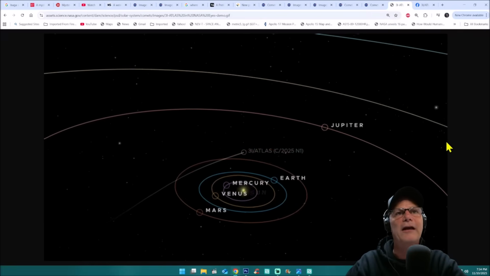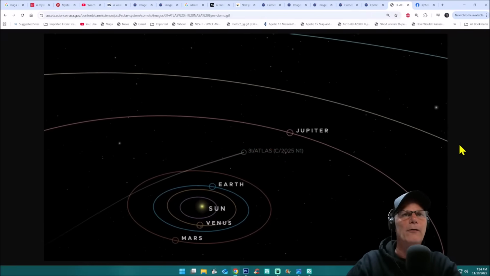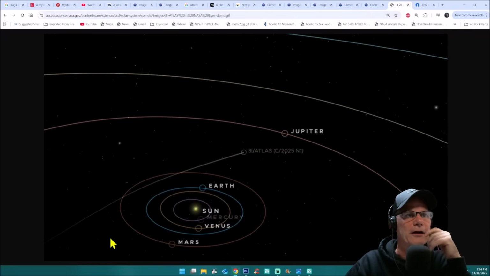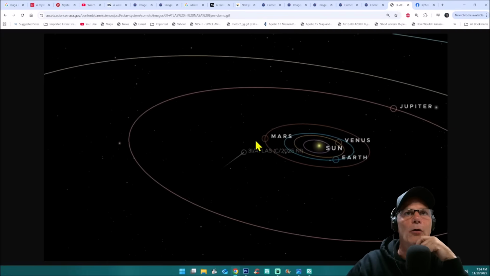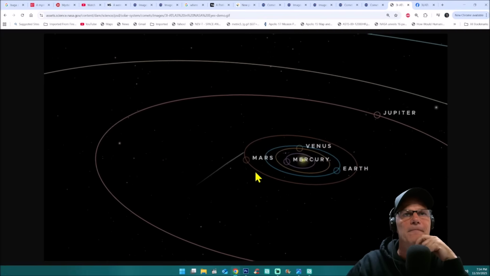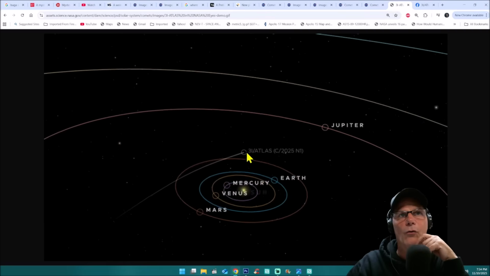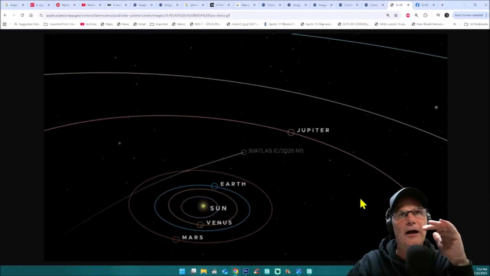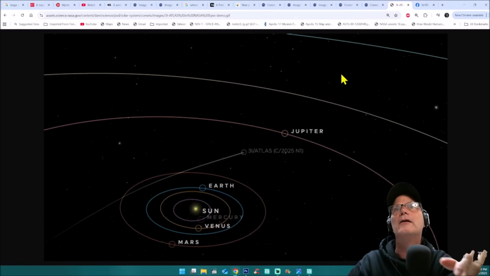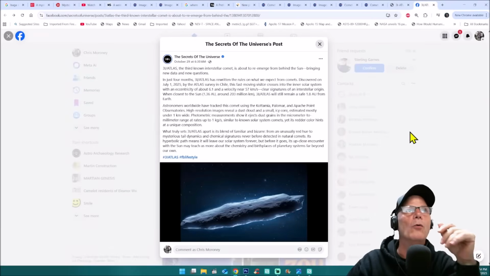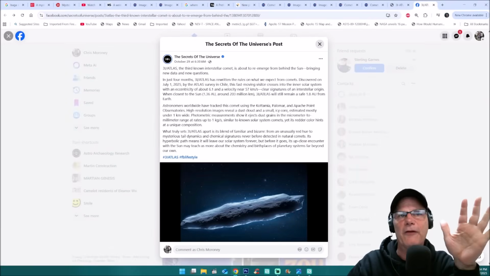Now, we have this animation right here. Now, this is what's kind of crazy. It's going to start over again, and it's going to come close to Mars. You can see it right here, Earth being way over here. Here's 3I Atlas. This thing is nowhere near Earth. Not going to come next to Earth. Not even going to be a threat. Okay? We've got the Secrets of the Universe page here on Facebook.